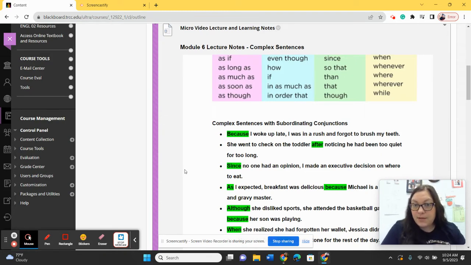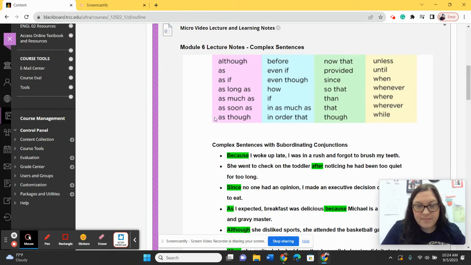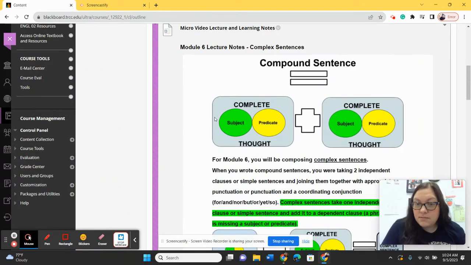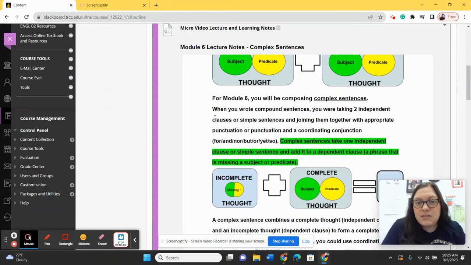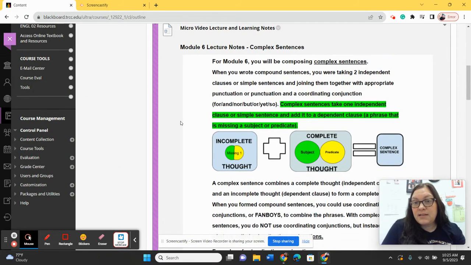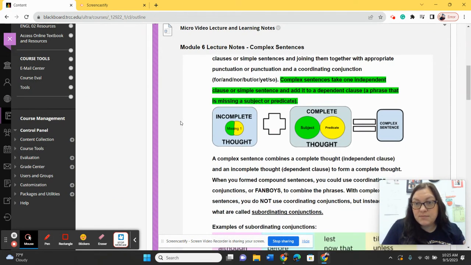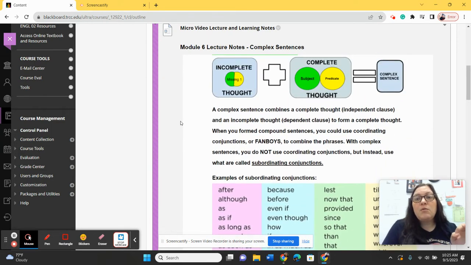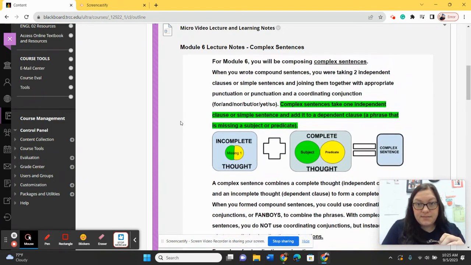Let's talk about complex sentences. Now, last week we talked about compound. So, in compound sentences, you were taking two independent clauses or two simple sentences that could stand by themselves if they were separated, and you were combining them using a comma and a conjunction or using a semicolon. Now, this week, we're moving on to complex sentences.